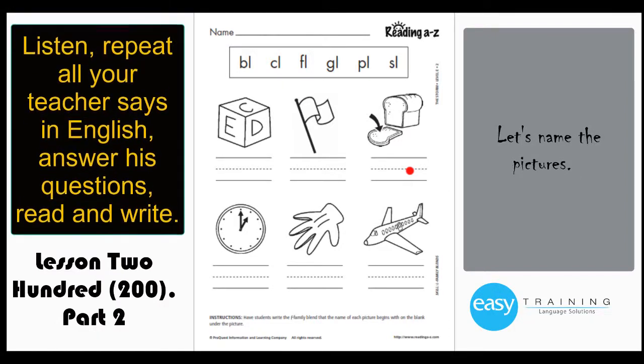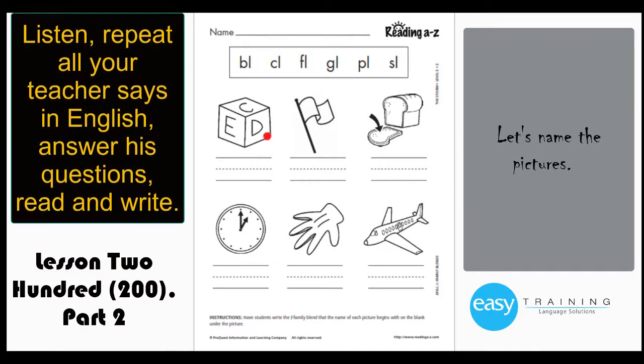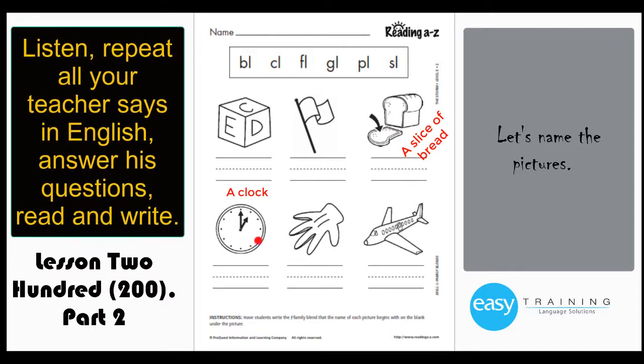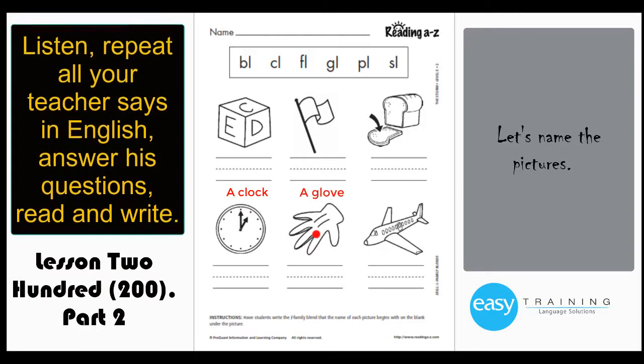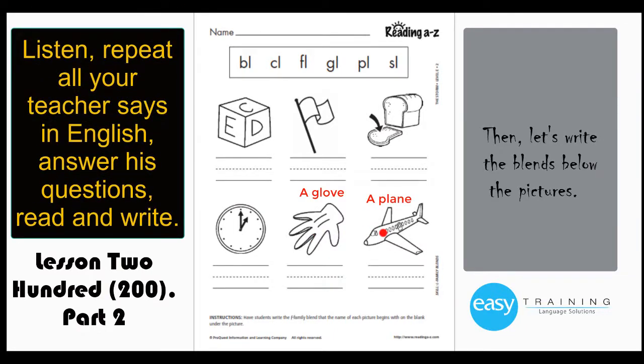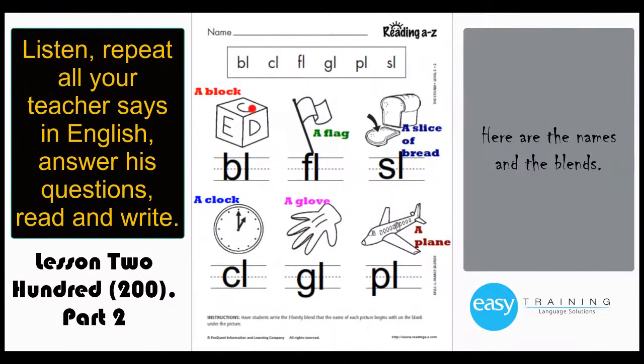Let's name the pictures. This is a block. This is a flag. This is a slice of bread. This is a clock. This is a glove. And this is a plane. Then, let's write the blends below the pictures. Here are the names and the blends.